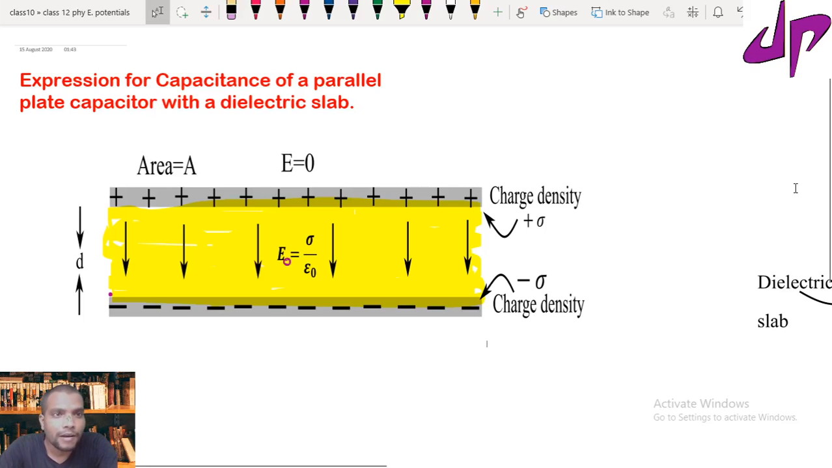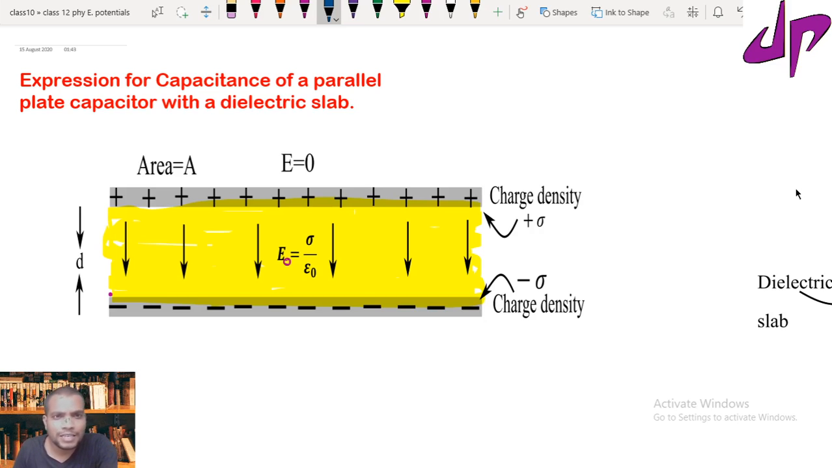Let's derive the expression for the capacitance of a parallel plate capacitor with a dielectric. We know that dielectrics are very helpful to increase the capacitance of a capacitor. I need to derive a mathematical expression. Before that, I would like to recall what we learned about a capacitor.